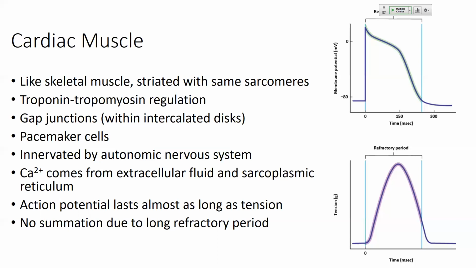The action potentials last as long as tension. And this is something we saw before. Because of the way the action potential is organized, because of the refractory period, there's not an opportunity for summation here. At the end of depolarization, we fire an action potential, and then the membrane begins to repolarize, and during that time, we cannot fire another action potential. So due to this extensive refractory period, there's no summation seen with cardiac muscle.